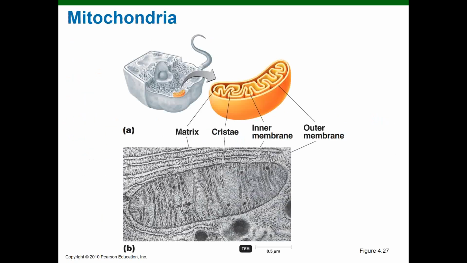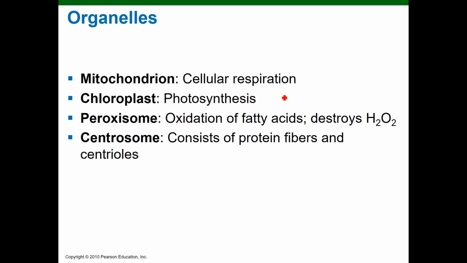Other organelles. The mitochondria is the powerhouse for the cell. It's producing ATP. We'll talk about that in more detail. Plant cells have chloroplasts. Animal cells do not. Both animal and plant cells have mitochondria.